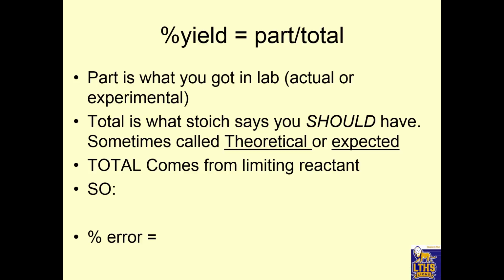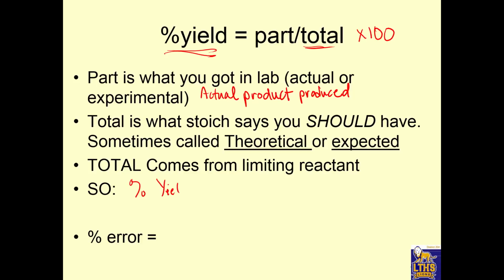The new concept is called percent yield. Any percent is always a part over total times 100. For percent yield, the part is the actual amount of product that you get in the lab. Actual product produced. Total, this bottom, is a calculated amount from stoichiometry. Sometimes we call that a theoretical or expected yield. The total has to come from the limiting reactant. So, new definition: percent yield equals actual yield, the actual amount of product, divided by theoretical amount of product, which is a yield, times 100. That's how you get a percent yield.